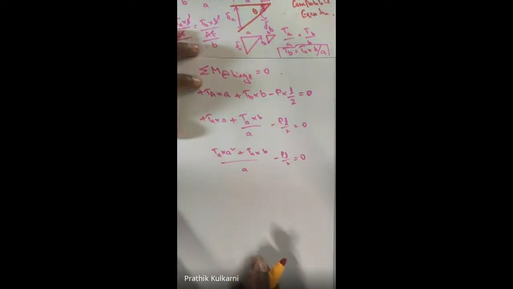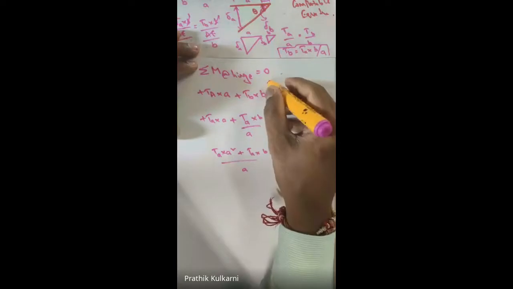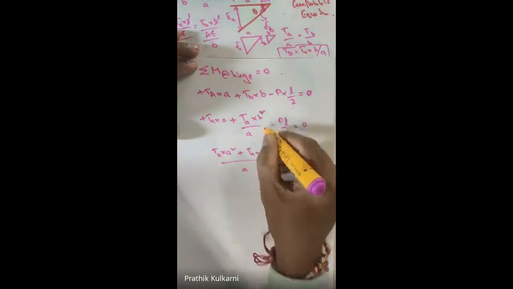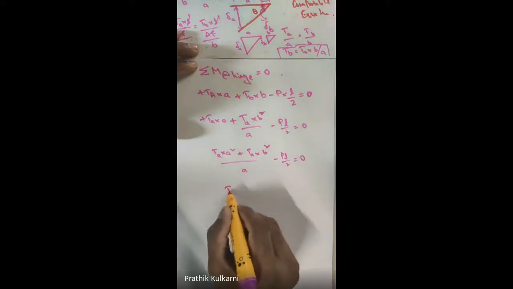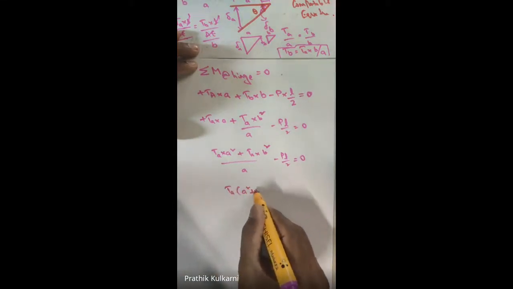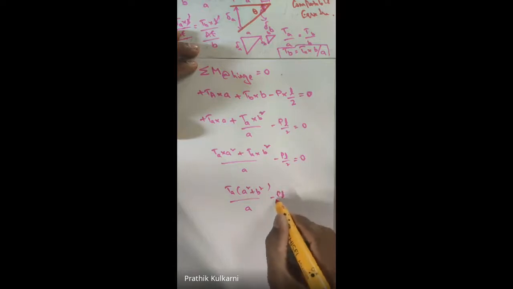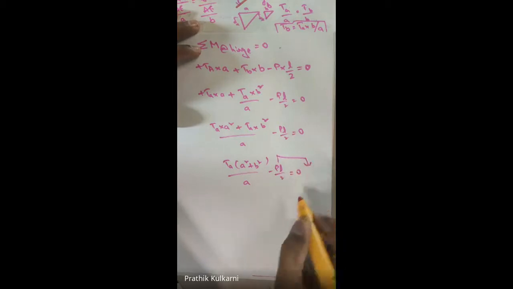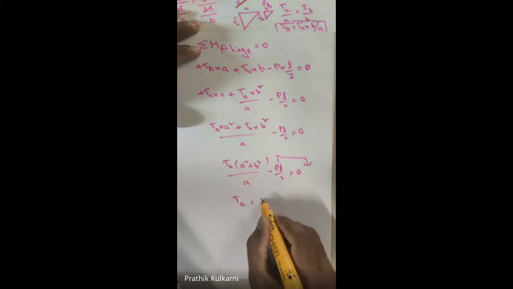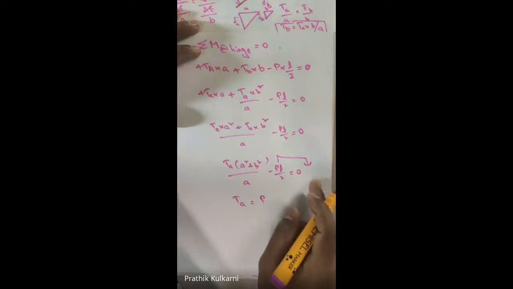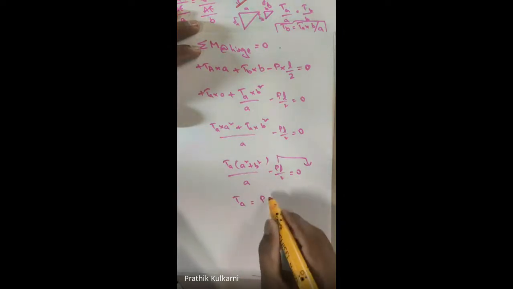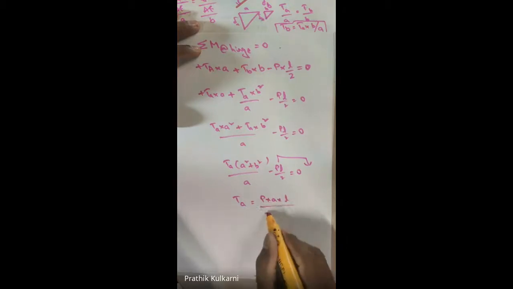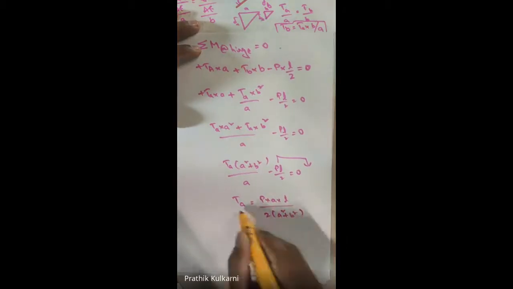So from here even if you see, sir, there 2 square will come, sir, it should be 2 square. Yes, yes. This is b square. So from here if you see we have TA into a square plus b square by a minus Pl by 2 is equal to 0. So from here if you send Pl by 2 there, what will be the answer of TA for us? We'll get P into a into l by 2 times of a square plus b square.